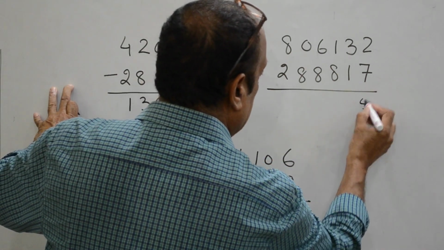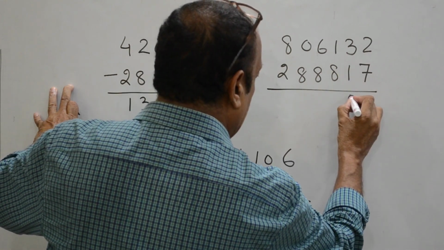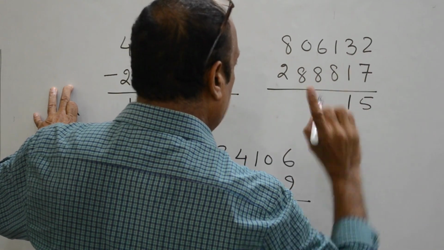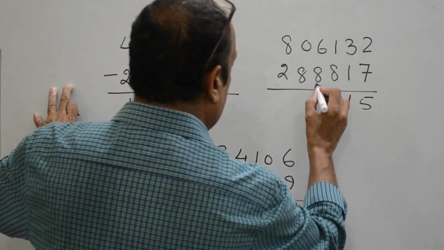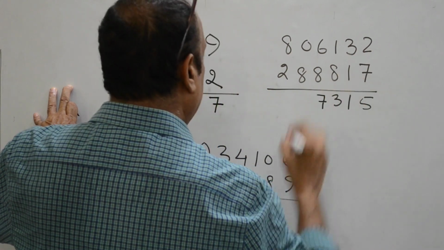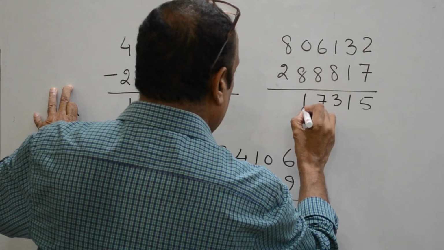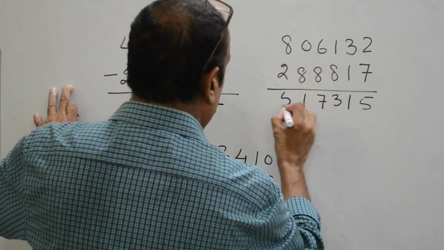7 plus 5 is 12, 1 carry, now it is 2. To 2, when we add 1, it becomes 3, no carry. 8 and 3, it is 11, 1 carry. 9 and 7 is 16, again 1 carry. 9 and 1, it is 10, 1 carry. 3 and 5, it is 8.